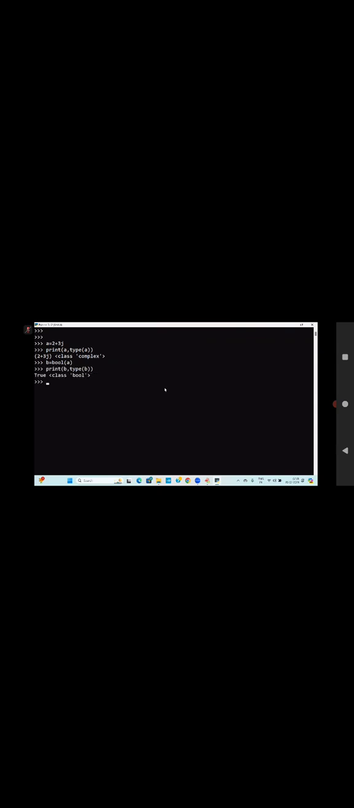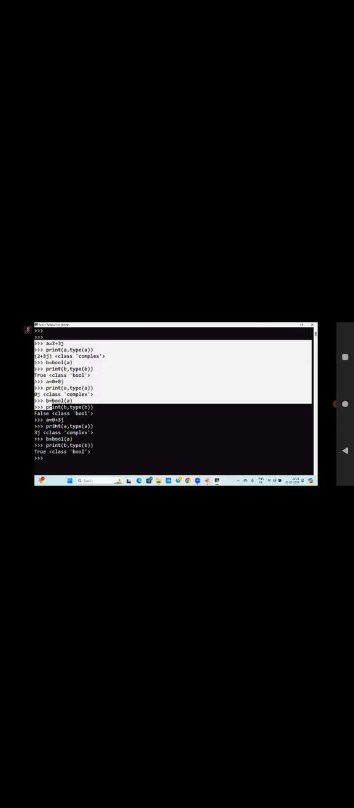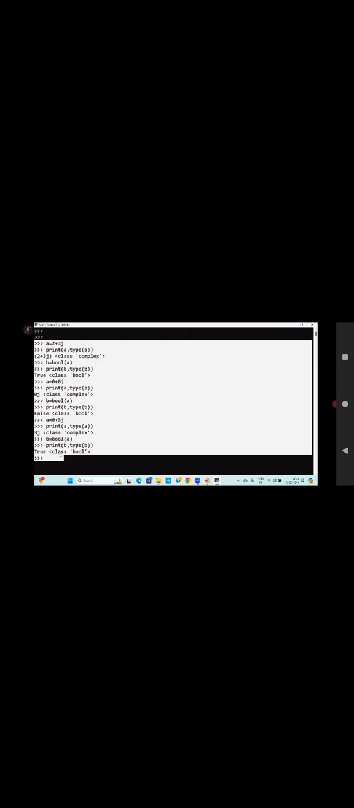Now students, a is equal to 0 plus 0j. Come on, the answer is false. It is false. A is equal to 0 plus 3j. Print of this A and bool of B. What is the answer? True. So this is the value which is available.